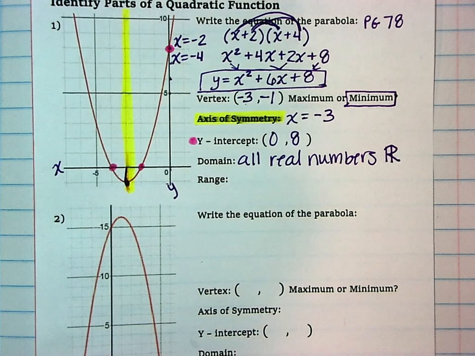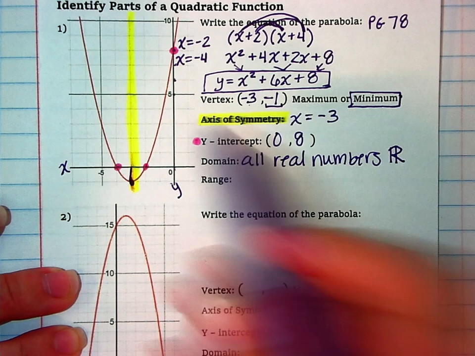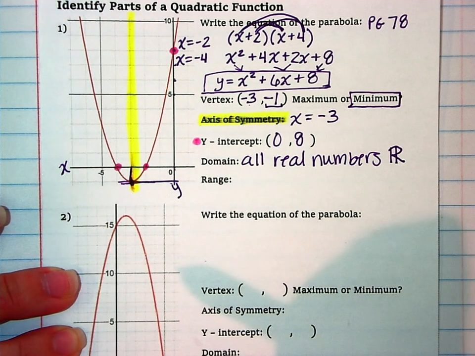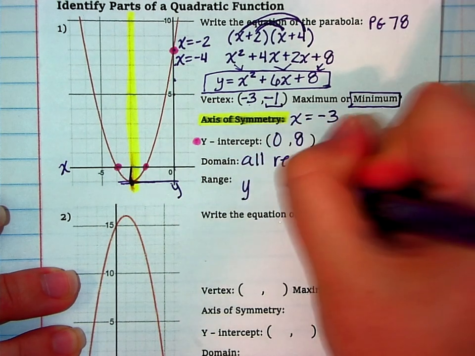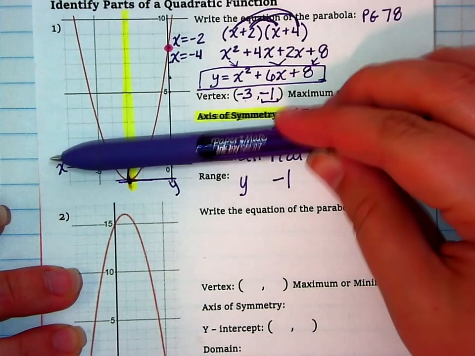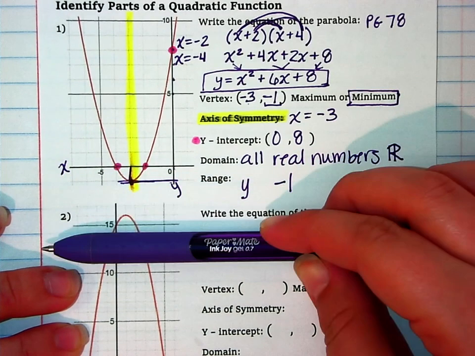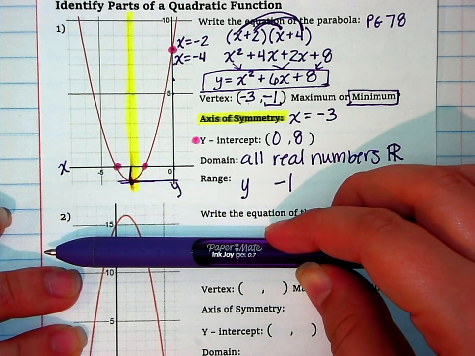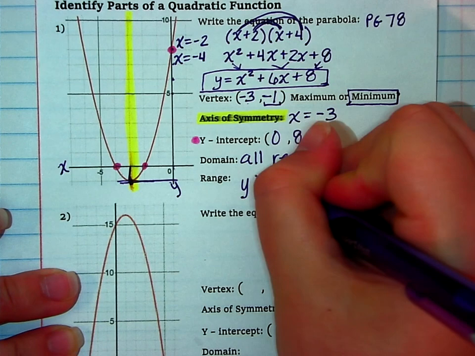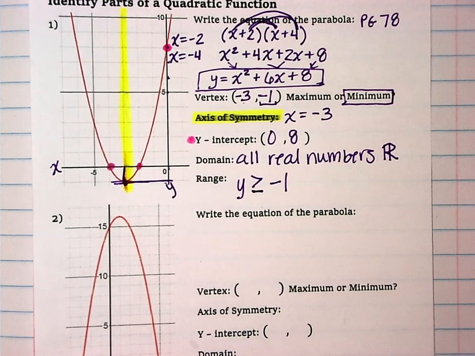And the range. It's helpful to look at the y value of your vertex. So I know that this is the lowest point we hit on the y-axis, at -1. So now we just need to figure out what inequality goes there. Is it all the numbers greater than -1, or all the numbers less than -1? And it is all the numbers greater than. So y is greater than or equal to -1.